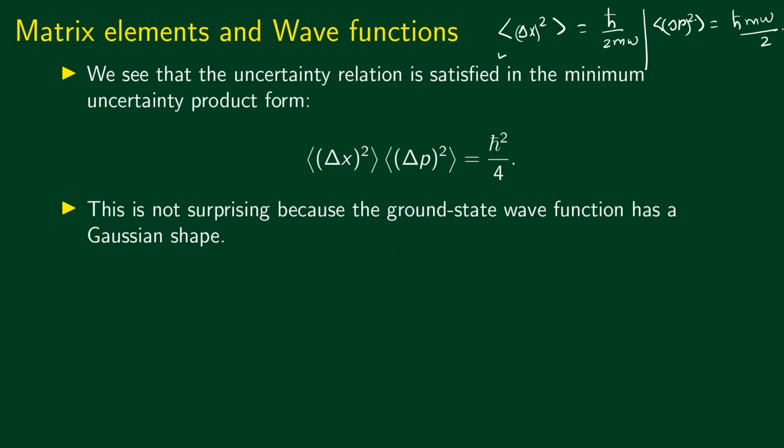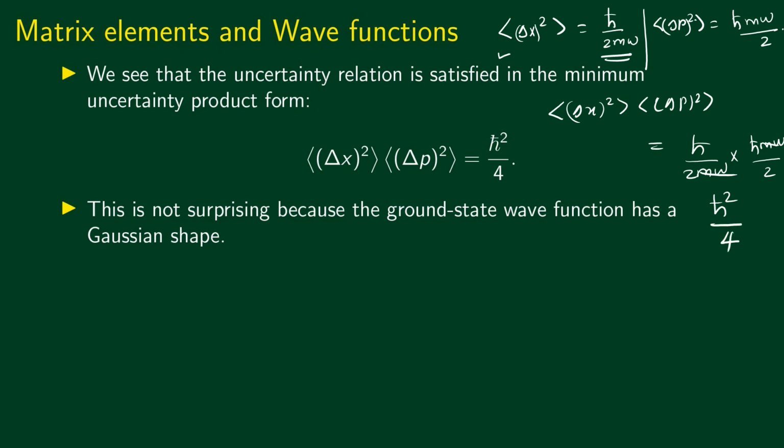So the dispersion of position in the ground state is h bar divided by 2 m omega, and the dispersion of momentum in the ground state is h bar m omega divided by 2. The product of these uncertainties becomes the expectation value of delta x square multiplied by the expectation value of delta p square. This is equal to h bar divided by 2 m omega multiplying h bar m omega divided by 2. You see that the product of uncertainties in position and momentum corresponding to the ground state is h bar square divided by 4.